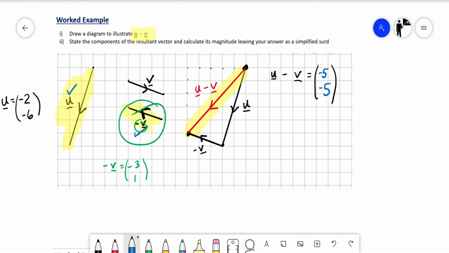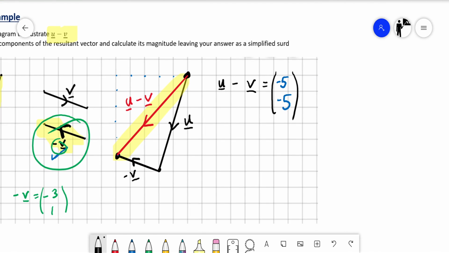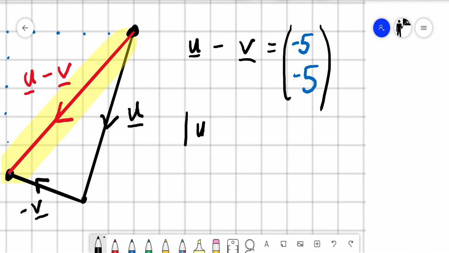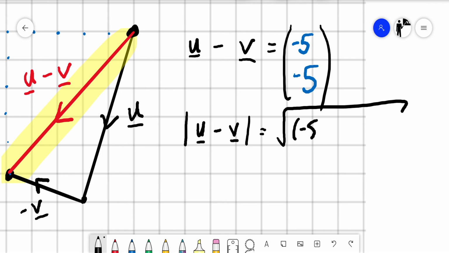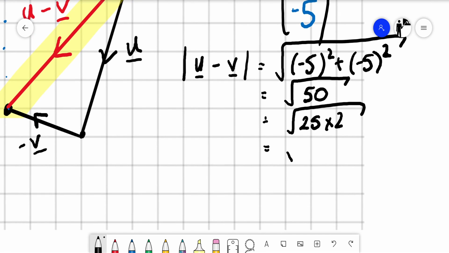And then it says, and calculate its magnitude, leaving your answer as a simplified surd. Well, to calculate the magnitude of a vector, remember we put the bars around it. So we want to work out the magnitude of u minus v. So we're going to take minus 5 squared. Okay, this is just Pythagoras here. So that's 25 plus 25, which is the square root of 50. And we can simplify this surd as root 25 root 2, which is 5 root 2.